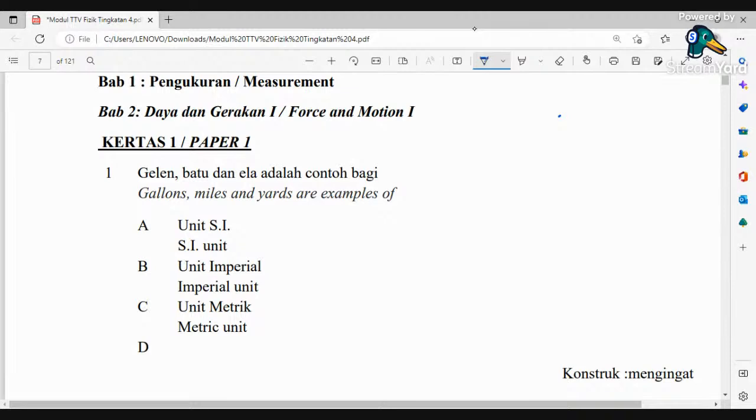Okay, so this one is known as imperial unit. This one seldom use, jarang digunakan, tapi still use. Okay, itu panggil imperial unit. Inch, itu semua imperial unit lah.